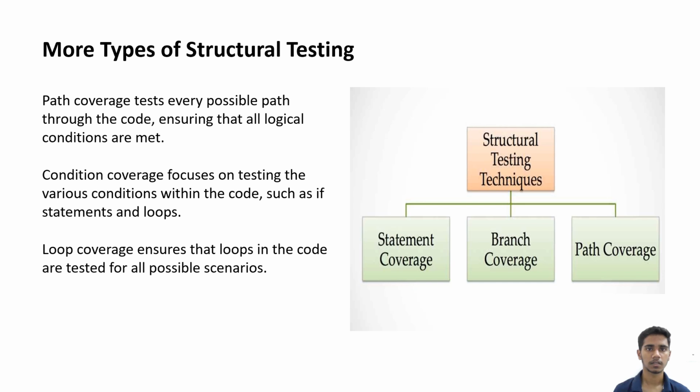More types of structural testing are path coverage, condition coverage, and loop coverage. Path coverage tests every possible path through the code, ensuring that all logical conditions are met. Condition coverage focuses on testing various conditions within the code, such as if statements and loops. Loop coverage ensures that the loops in the code are tested for all possible scenarios.